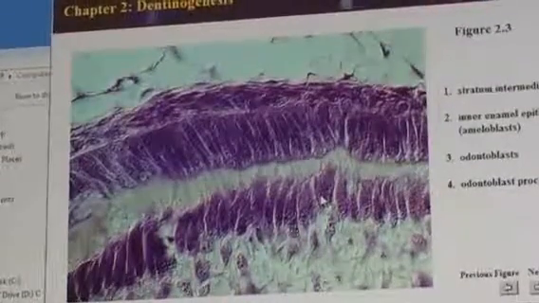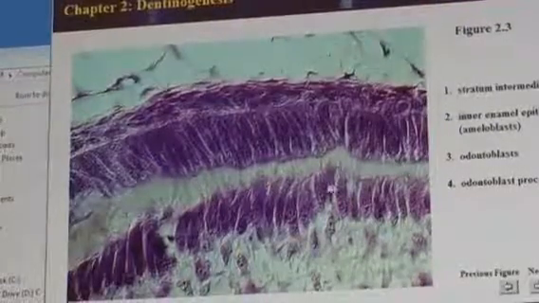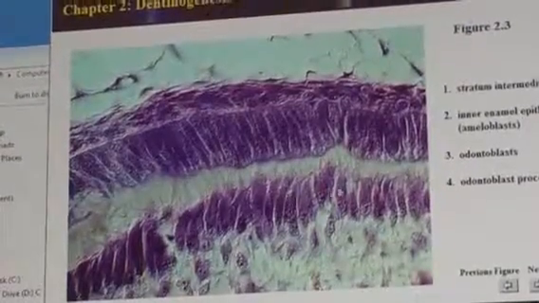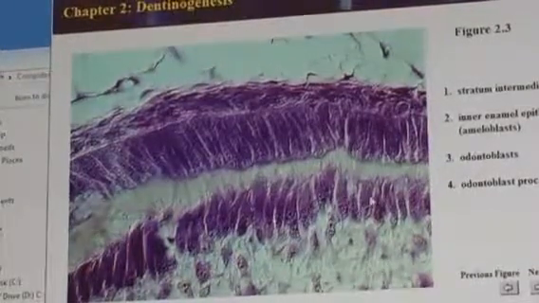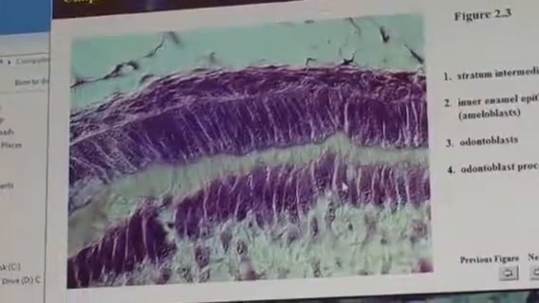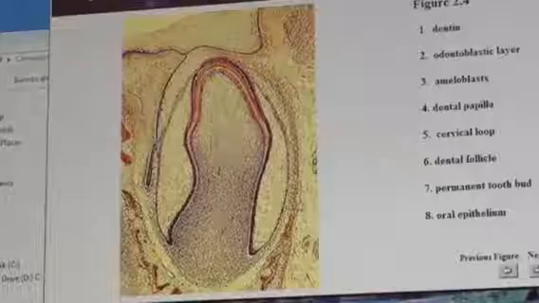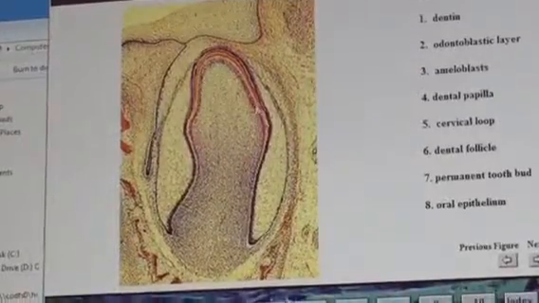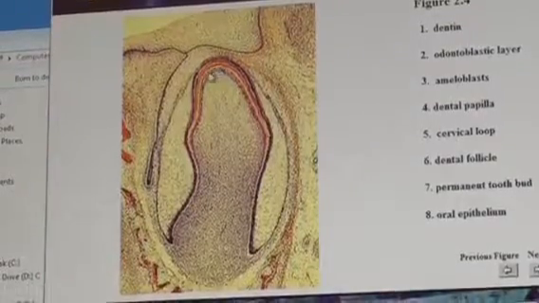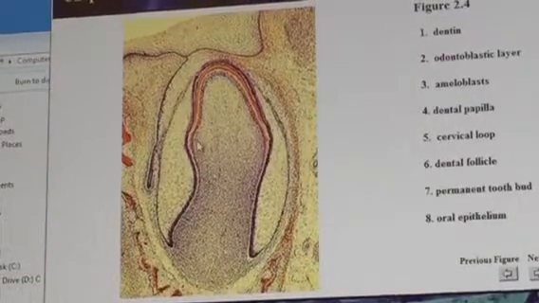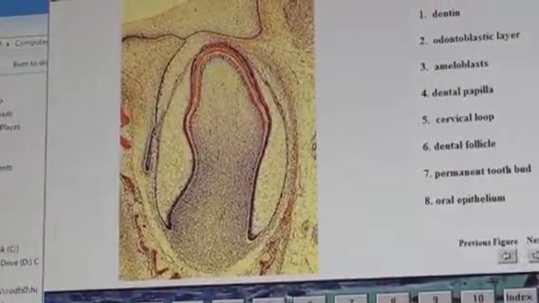And as you look at the slides that show a late bell stage, if you go down towards the cervical loop, you'll find an area where you see the cells within that dental papilla beginning to differentiate into odontoblasts. Well, cervical loops, the orange is dentin, a little bit of predentin there. We can see the odontoblasts being recruited. Down here we don't really see much.